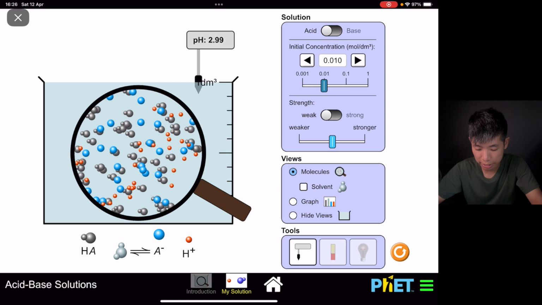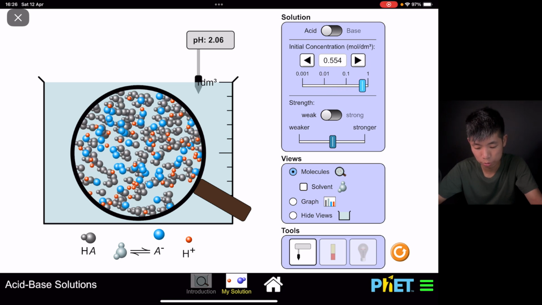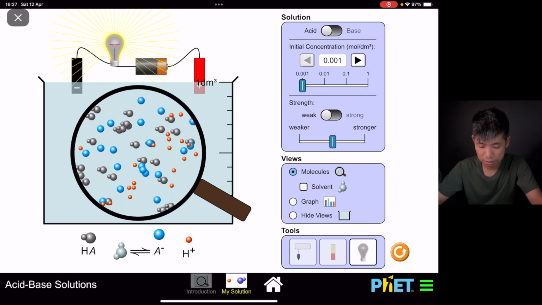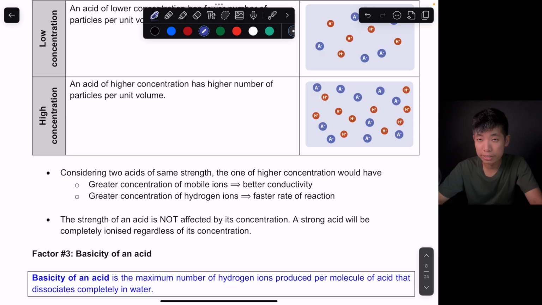Going back to our parameters, if I increase the concentration, I will get a higher concentration of H+, and the pH actually goes down. That makes sense. Likewise, if we look at our light bulb, if I have a low concentration of acid, the light bulb will be dimmer because the concentration of mobile ions is lower. If I have a high concentration of acid, the light bulb will be brighter because there's a higher concentration of mobile ions. One thing to point out is that the strength of an acid is not affected by the concentration. A strong acid will undergo complete dissociation whether or not it is diluted or concentrated.